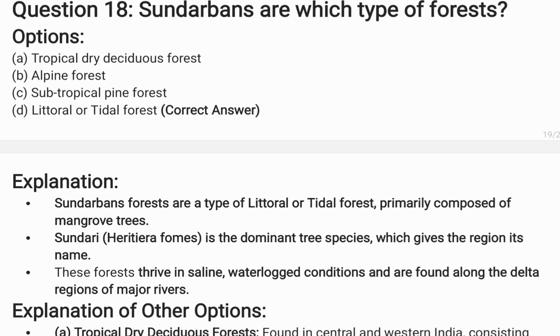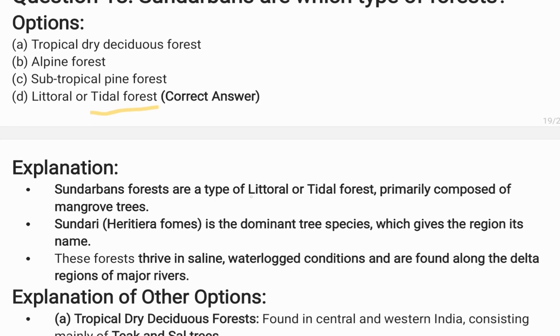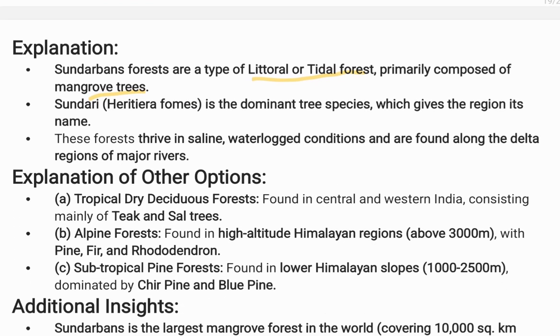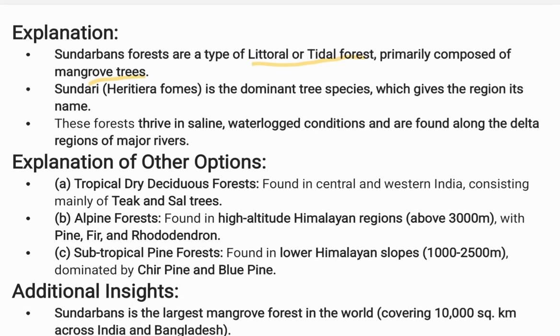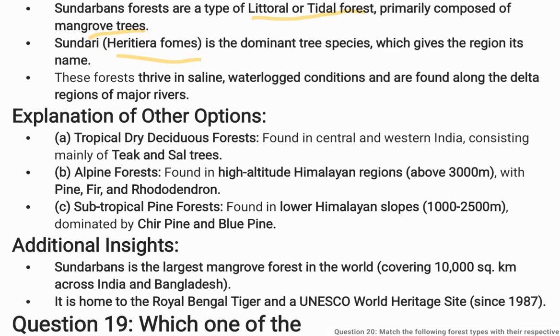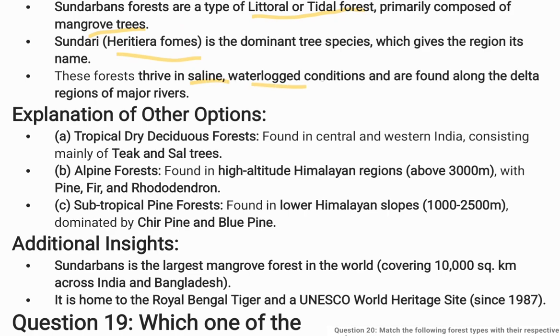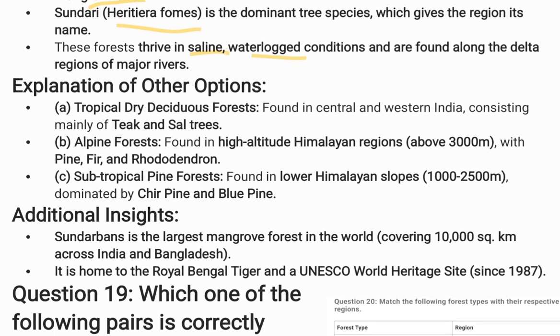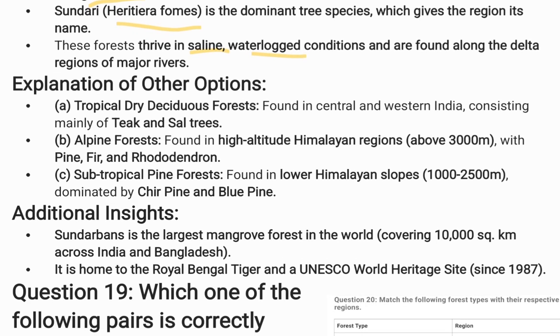Sundarbans are which type of forest? Littoral or tidal forest. Sundarbans forest is a type of littoral or tidal forest primarily composed of mangrove trees. Heritiera fomes, called Sundari, is a dominant tree species which gives the region its name. These forests thrive in saline, waterlogged conditions and are found along the delta region of major rivers.